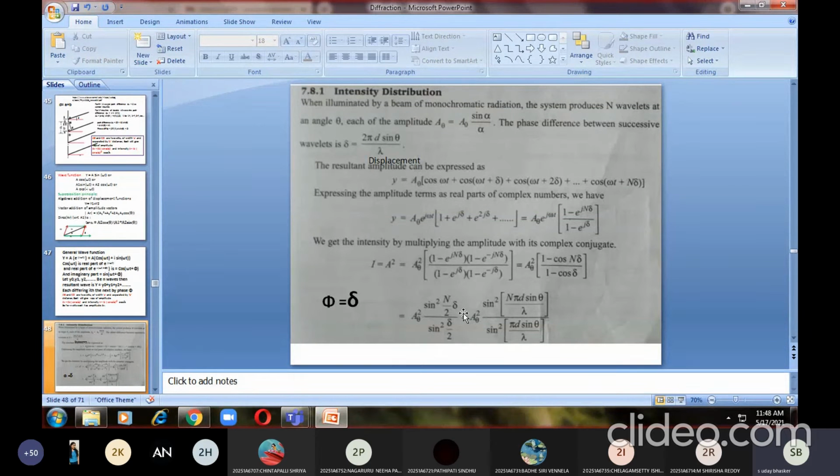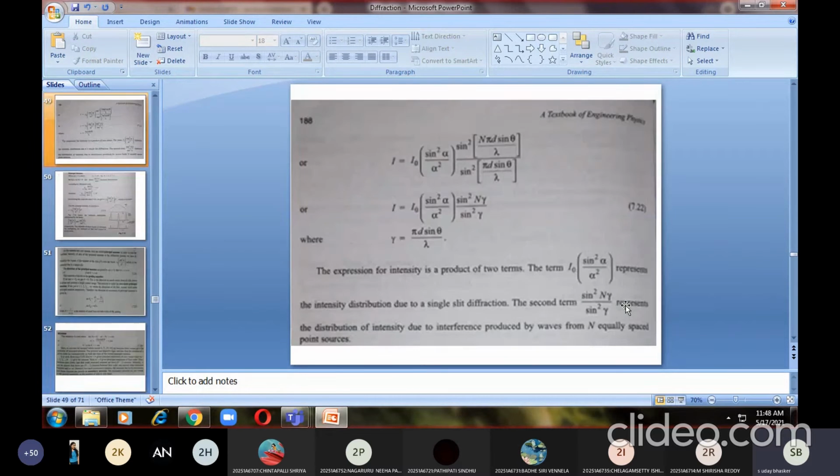Delta is nothing but 2 pi d sine theta by lambda. So n by 2 into delta is n pi d sine theta by lambda. Similarly, delta by 2 is pi d sine theta by lambda. This is the expression, right? Now here you can consider n pi d sine theta by lambda as a constant. So this is a naught square sine square n gamma by sine square gamma. That's what we'll represent now.